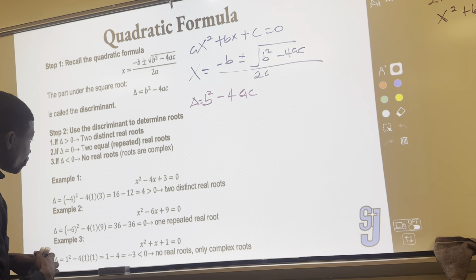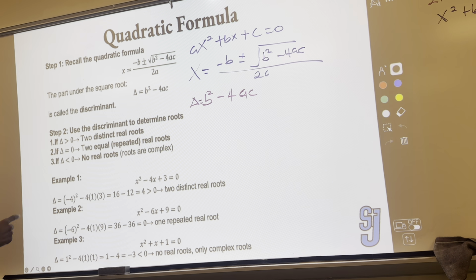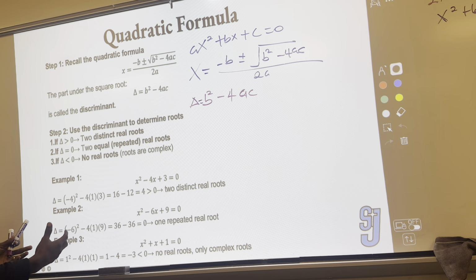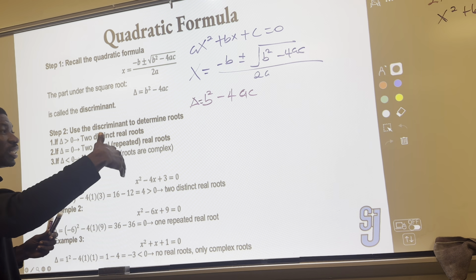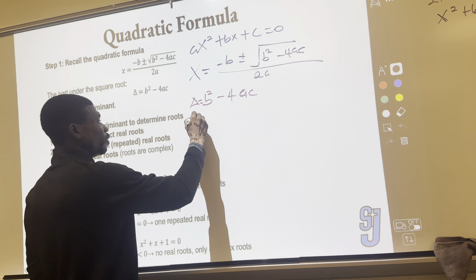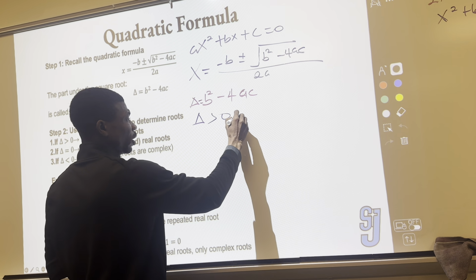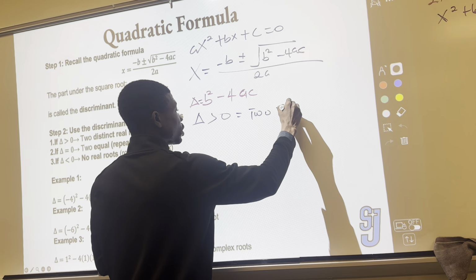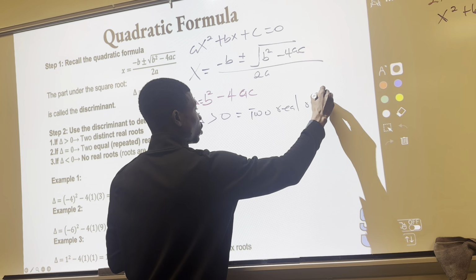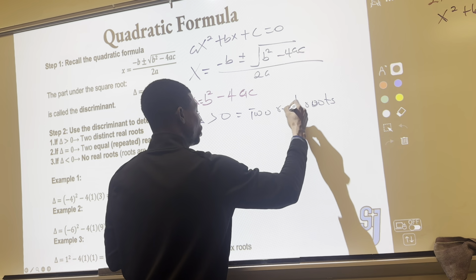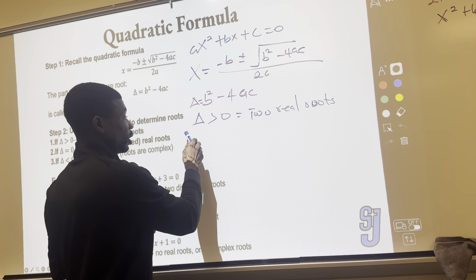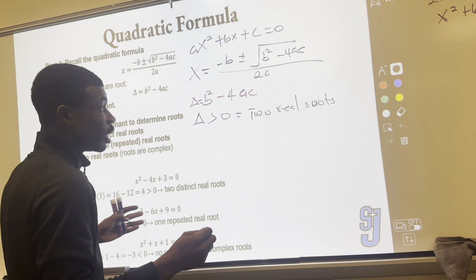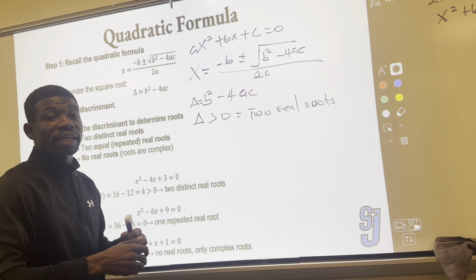So for instance, if I solve for every equation and I have my discriminant greater than 0, then it means that I have two real roots. So this is very good. I can use any method to solve because I'm getting real numbers and it's making it very easy.